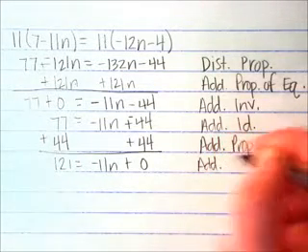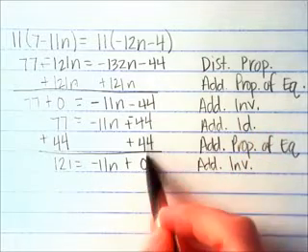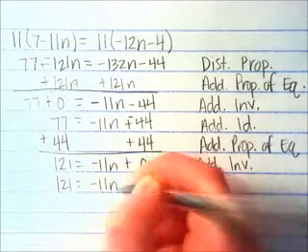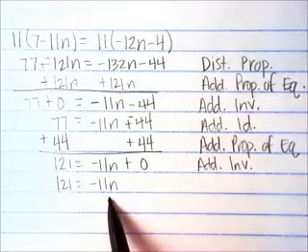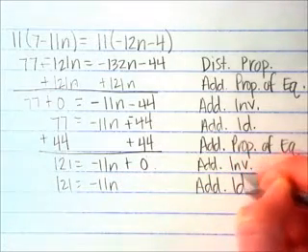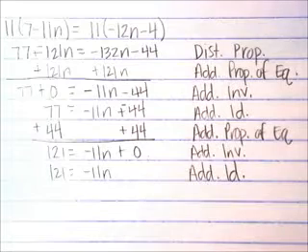Because of the additive inverse, because that made a 0 pair. All right, let's simplify again. Negative 11n plus 0 is just negative 11n. We know that because of the additive identity property.